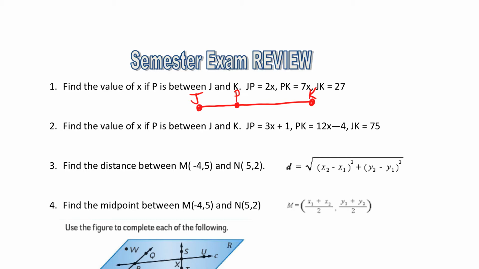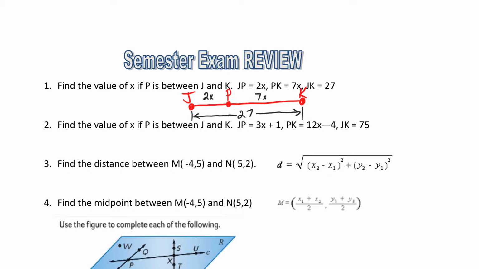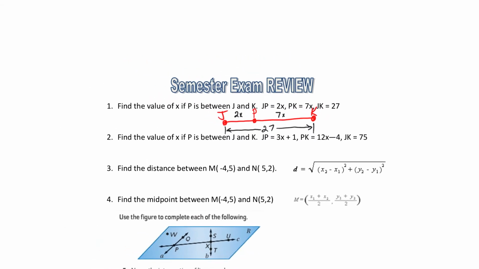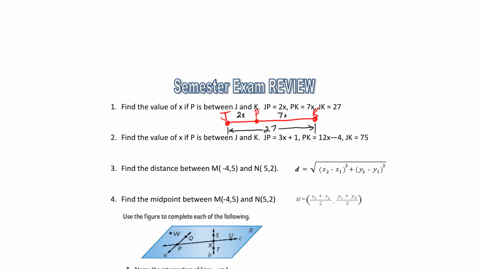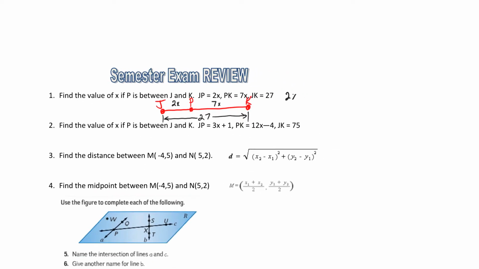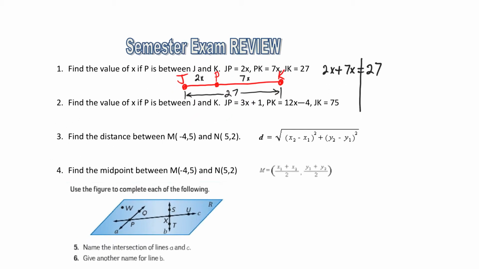Okay, so it says jp is 2x, that pk is 7x, and that the whole thing jk is 27. You just take the two smaller pieces to add up to equal the whole thing. So it's just going to be 2x plus 7x equals 27. And you'll solve from there. I'm going to let you solve that one.